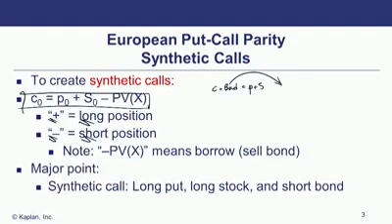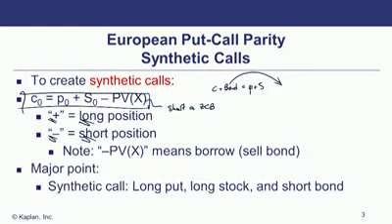So to create a synthetic call, I have to buy a put, plus B means buy a put, buy an underlying asset, but the minus means that I need to short a zero coupon bond.